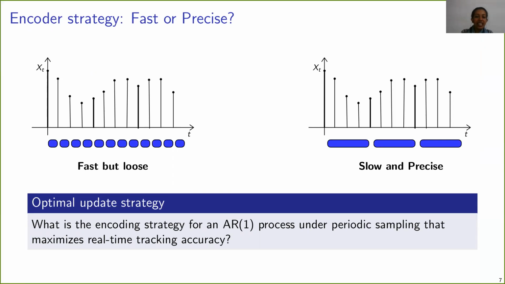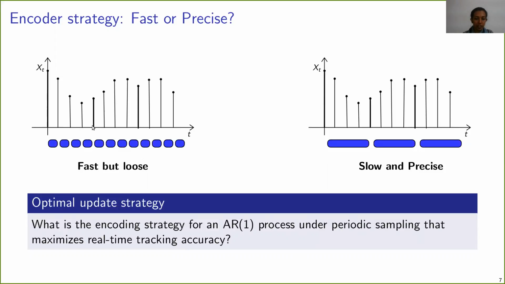We know that in any sampling interval, we have multiple transmission opportunities, and these figures show two extreme encoding strategies that can be adopted here. So in these two figures, we assume that the sampling period is 4. That is, we have a discrete source, and in every 4 time slots, we are taking in a sample.